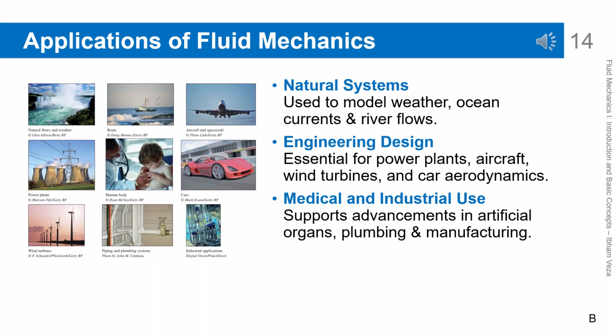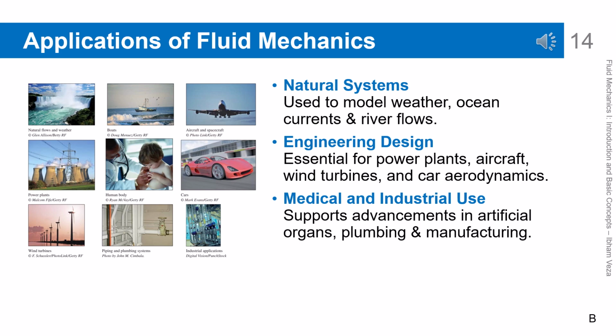Applications of fluid mechanics. Fluid mechanics is used to model natural systems, such as weather, ocean currents, and river flows. In engineering, it is essential for power plants, aircraft, and vehicles. In medical and industrial fields, fluid mechanics supports the design of artificial organs and piping systems. Almost every system involving flow requires fluid mechanics analysis.